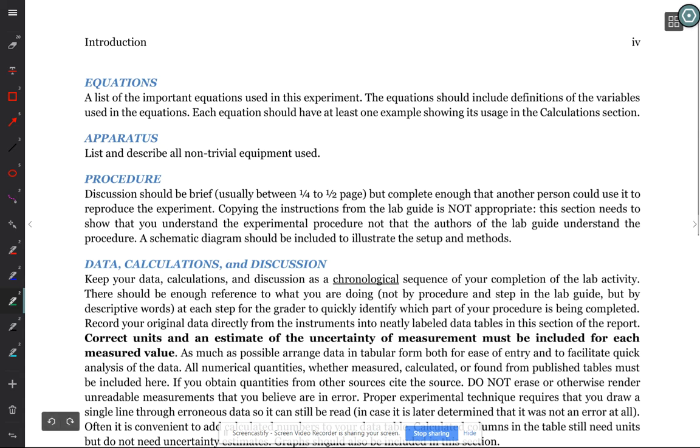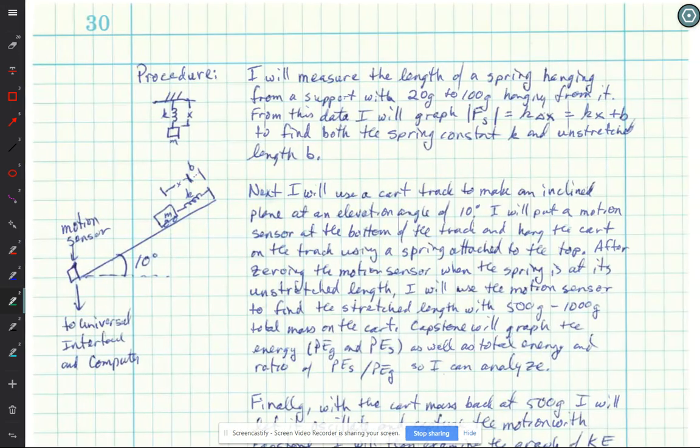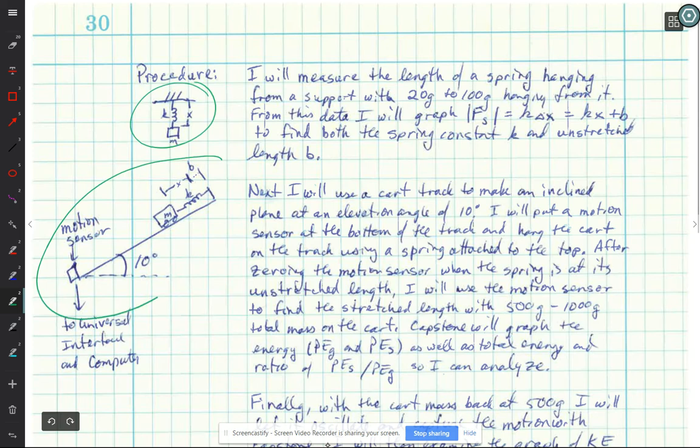One thing I forgot to mention: a schematic diagram should be included to illustrate how you set up your equipment. As you saw in my example here, I had a diagram for how I did the first part and a diagram for how I did the second part, so that somebody can look at it, look at the words, and figure out, yeah, that's what he did.